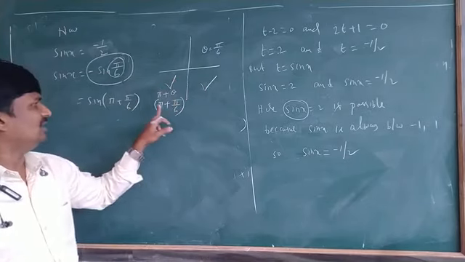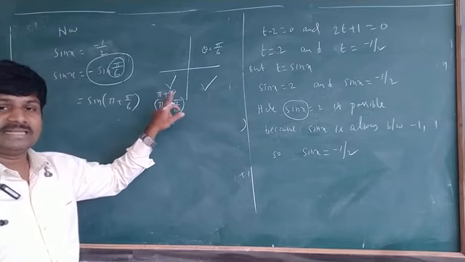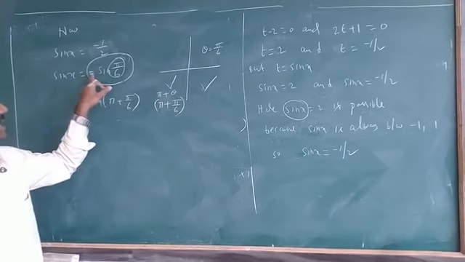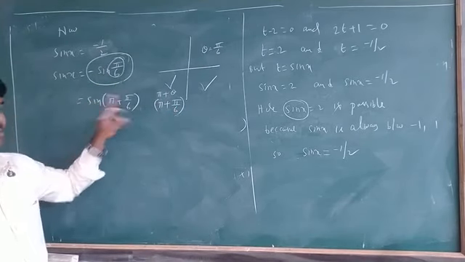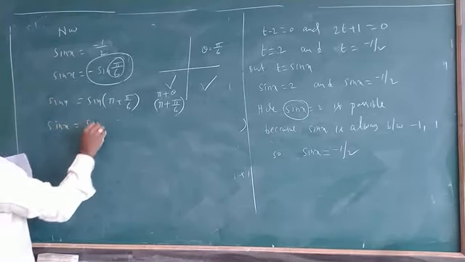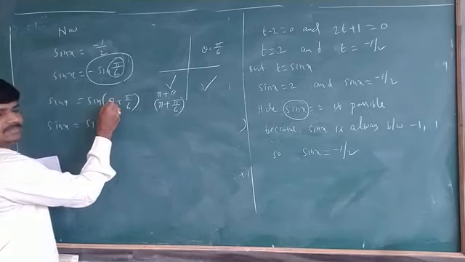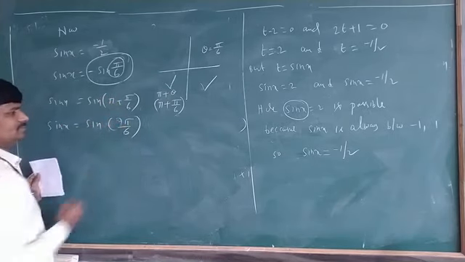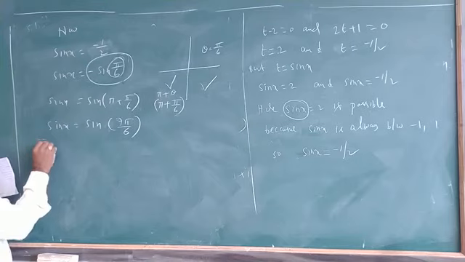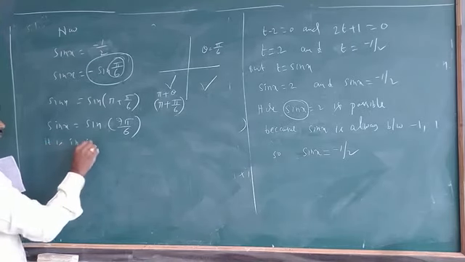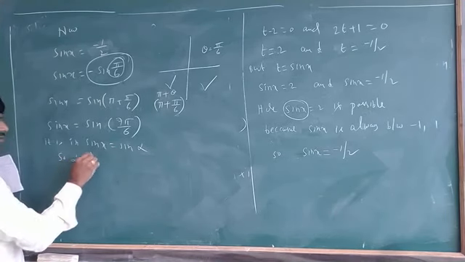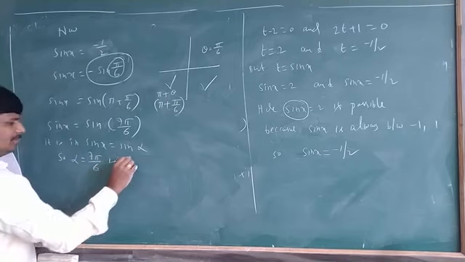In the third quadrant, what is the angle? 180 plus theta, theta value pi by 6. So pi plus pi by 6. Now minus sin pi by 6 you can write like this: sin of pi plus pi by 6. Okay. So sin x is equal to sin 7 pi by 6. In which form is it? Sin x is equal to sin alpha. So alpha is equal to 7 pi by 6 is the principal solution.